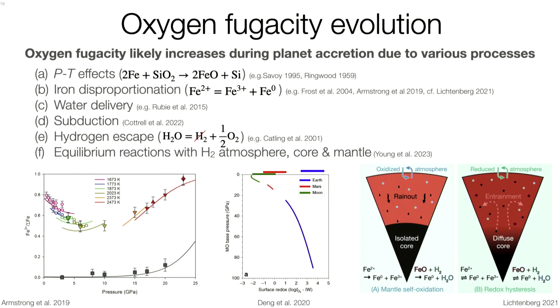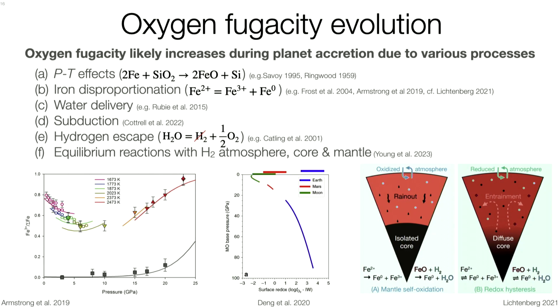And according to previous studies, oxygen fugacity likely increased during planet formation and accretion due to various processes we describe here. So first, at high pressure and temperature conditions, Fe reacts with SiO2, and it becomes FeO. And also Fe2+ could become Fe3+ under high pressures. So this figure indicates the iron disproportionation under high pressure. You see more Fe3+. And when we look at a large planet that has a large pressure range, these planets may experience more iron disproportionation, and the mantle can get more oxidized compared to smaller planets. However, this reaction also depends on how efficiently iron is removed from the system. So that's something we need to consider.